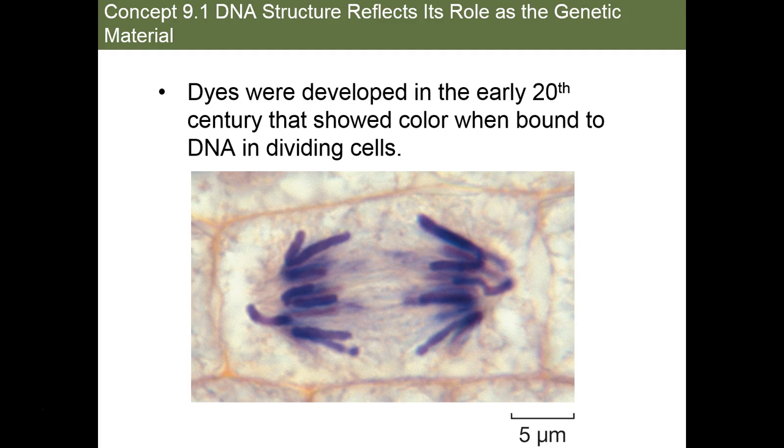Dyes developed in the early 20th century showed color when bound to DNA in dividing cells. Here you have a plant cell undergoing anaphase. You can actually see this with a light microscope, and if you haven't already, you will be seeing this in lab eventually.